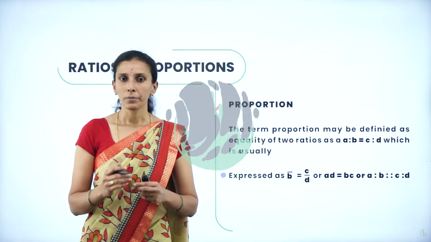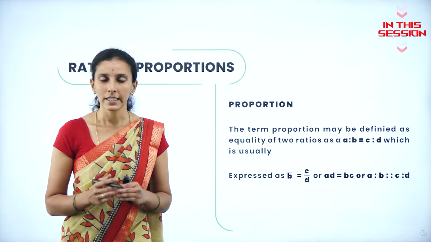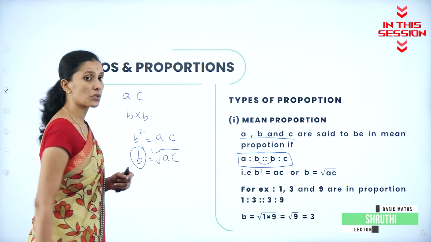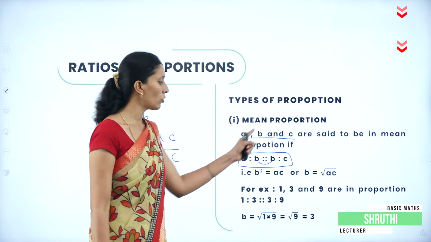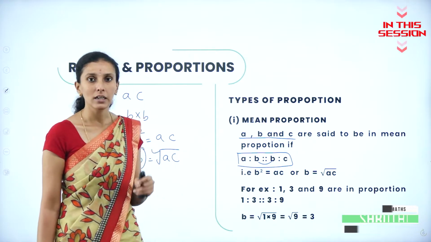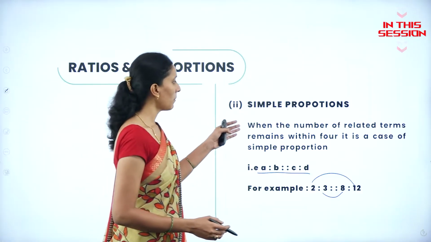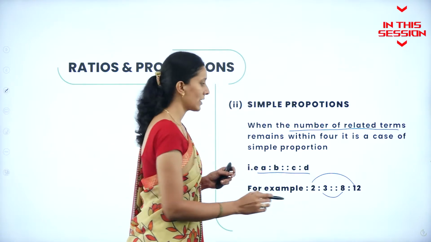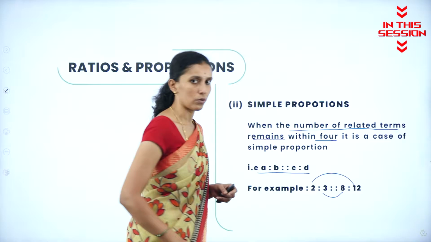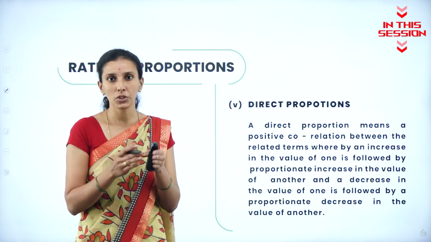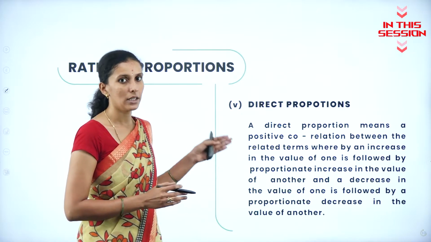What do you mean by proportion then? A proportion is nothing but the equality of two ratios. If the value of B is equal to the square root of AC, that is square root of the extremes, then we say the given proportion is a mean proportion. And simple proportion means the number of related terms always remains only 4. What do you mean by direct proportion? So it is the correlation between the terms inside the proportion.